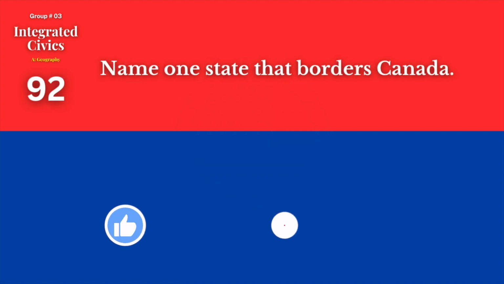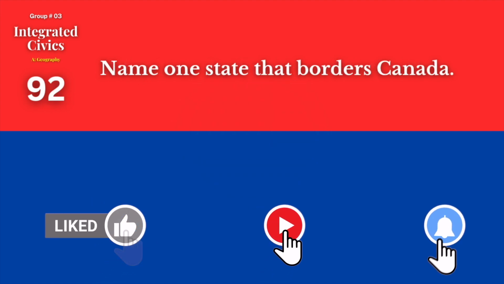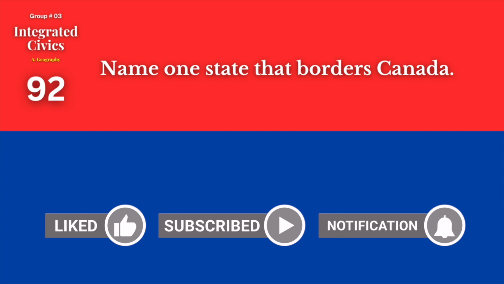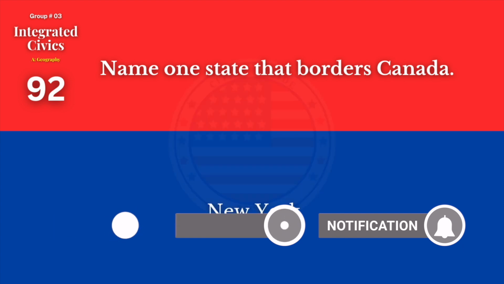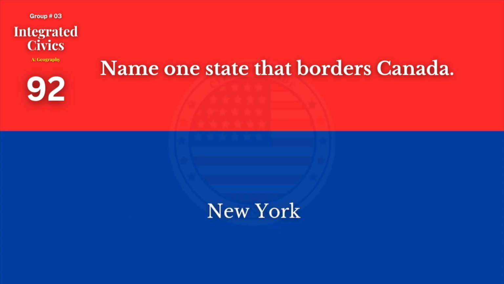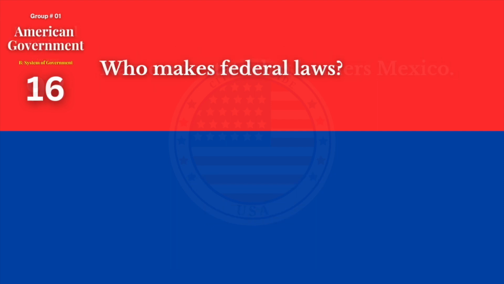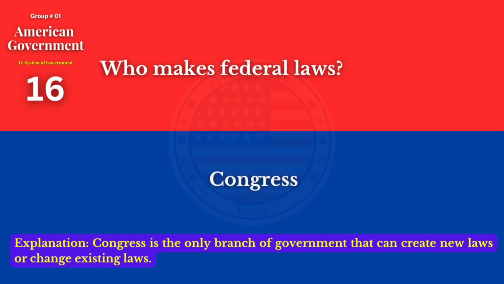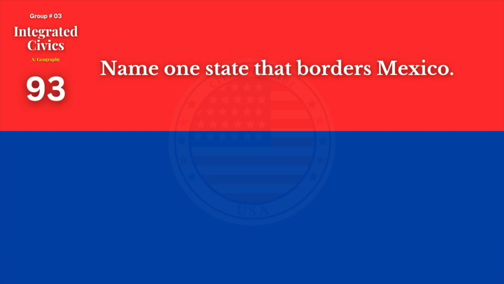Name one state that borders Canada. New York. Who makes federal laws? Congress. Name one state that borders Mexico. California.